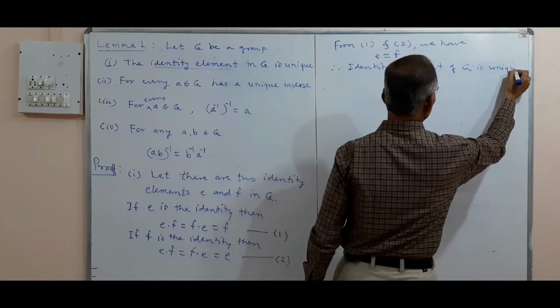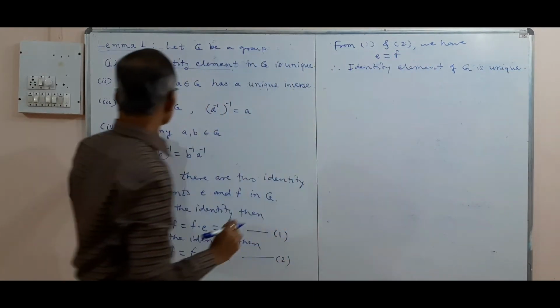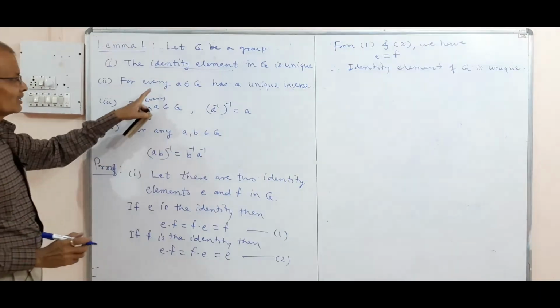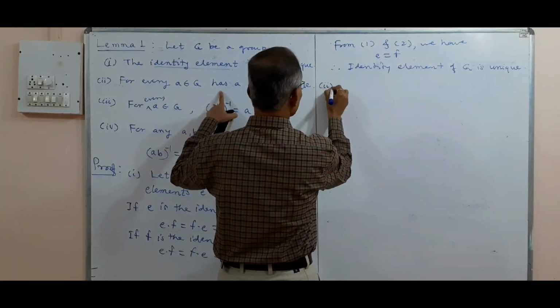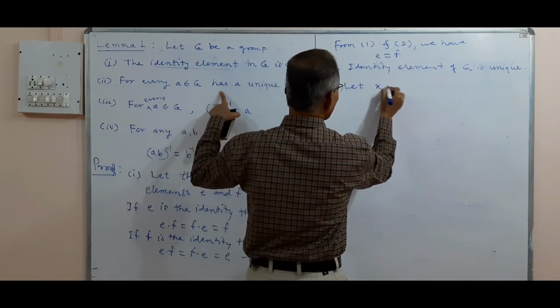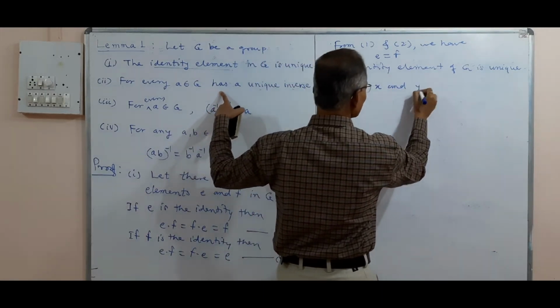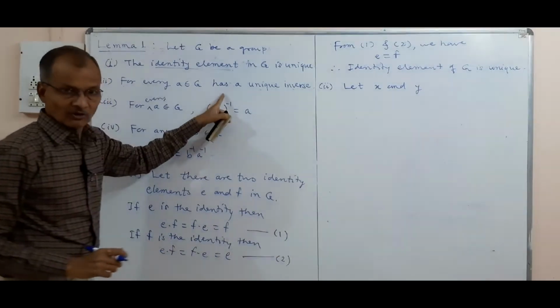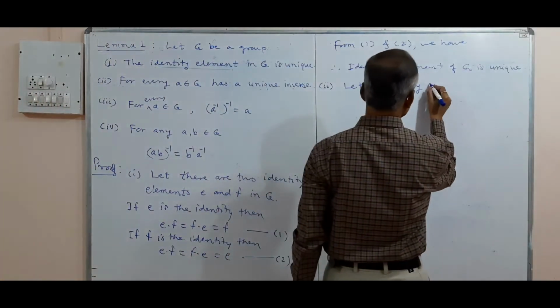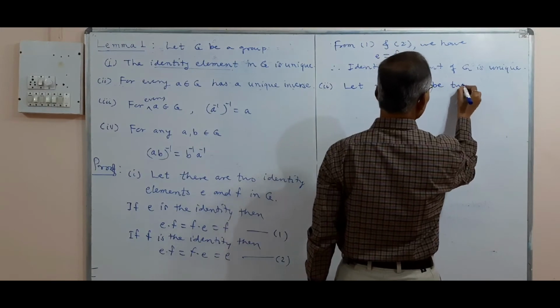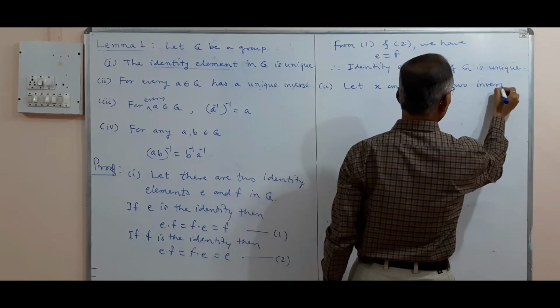Now the second property we should consider, inverse also is unique. In G, every element has a unique inverse. Second, let x and y be two inverses. We shall consider two inverses for a. We have to show it is only one, but we shall consider two, x and y. Let x and y be two inverses of a.